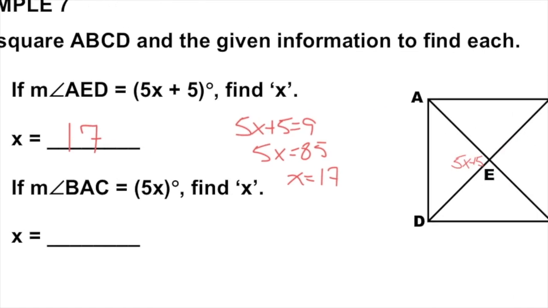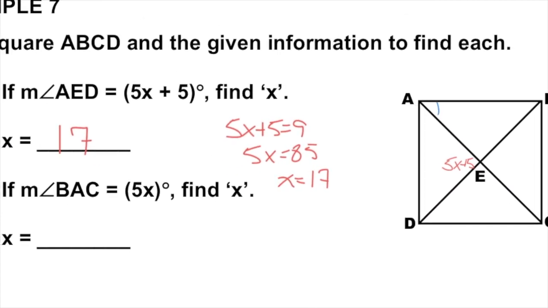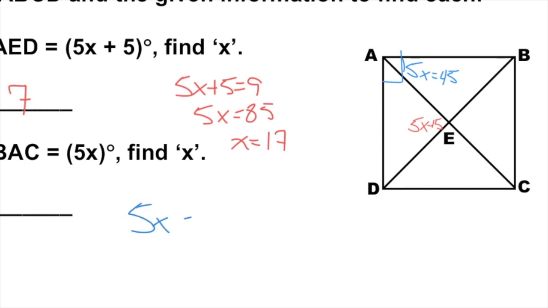Now it says the measure of angle BAC, this angle up here, is 5x, and it wants us to find x. Well, if these are 90 degrees and the diagonal bisects it, then each one of those is 45 degrees. So 5x equals 45, which means x equals 9.